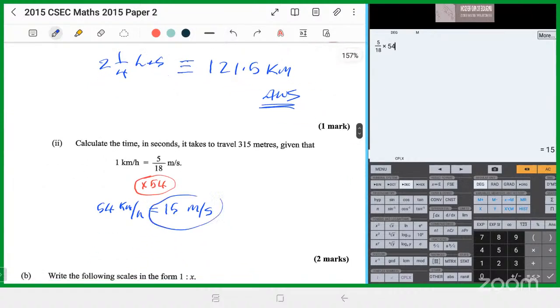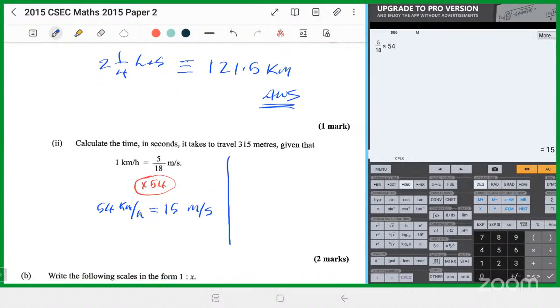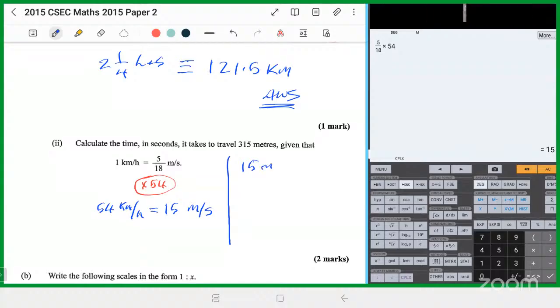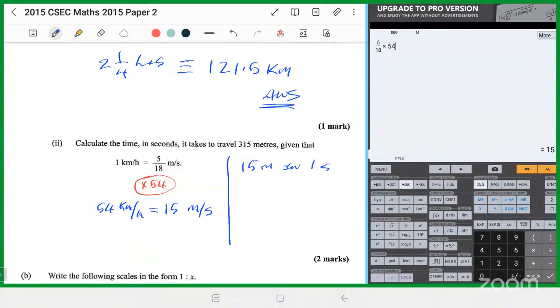What does this 15 meters per second mean? Let me do it right here. It means that it goes 15 meters every second. That's what it means. In terms of speed, it goes 15 meters in 1 second. That's the speed of the car. That's what this means. And you want to know the time it takes to go 315 meters.